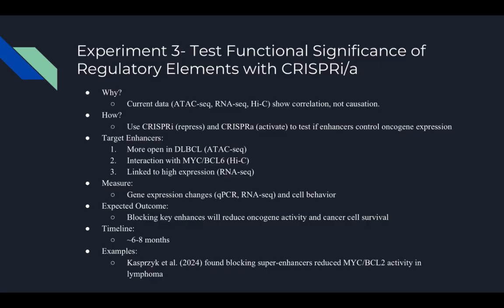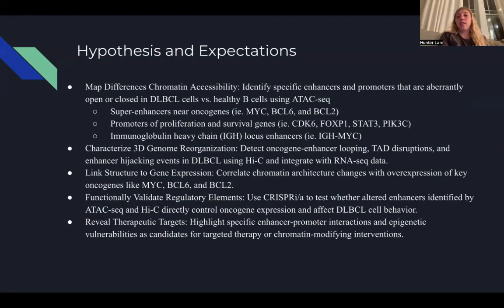Based off of timelines outlined in similar experiments, we can estimate that this experiment can take roughly 6 to 8 months to complete. For our hypothesis and expected outcomes, we expect to find that certain enhancers and promoters, like the ones listed there, are abnormally open in DLBCL. We also expect to see disrupted 3D genome organization, such as oncogene enhancer looping and TAD boundary changes that are correlated directly with overexpression of key oncogenes. Functionally, targeting these elements should alter gene expression and potentially reduce overall cancer growth.